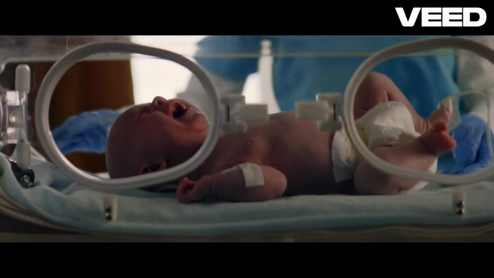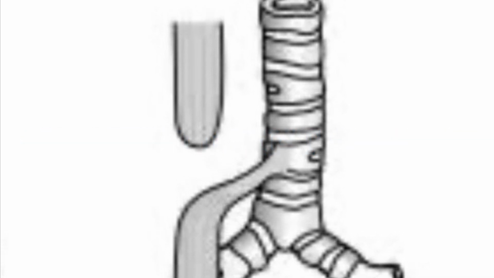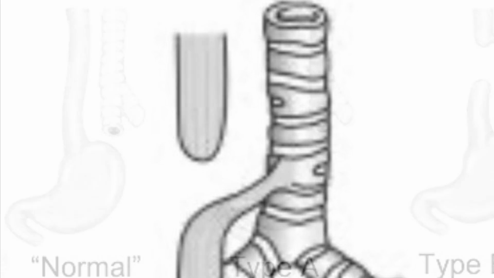TEF is most commonly classified by the Gross classification, which includes 5 types. Type C, most common: esophageal atresia with a distal fistula. The proximal esophagus ends blindly, and a fistula connects the trachea and distal esophagus.